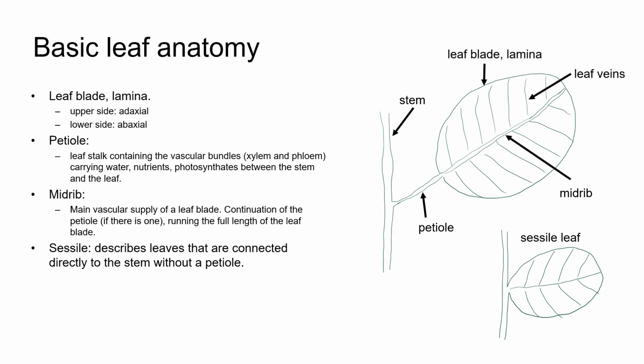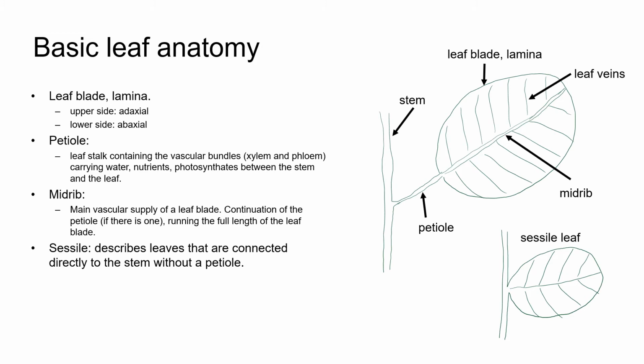Before talking about how to take leaf cuttings, let's review some basic external leaf anatomy so that you're all familiar with the terminology. The part of a leaf that's flattish, although not always, is referred to as the leaf blade or lamina. The leaf blade may be attached to the stem by a stalk called the petiole. Leaves that don't have a petiole and are attached directly to the stem are described as being sessile.